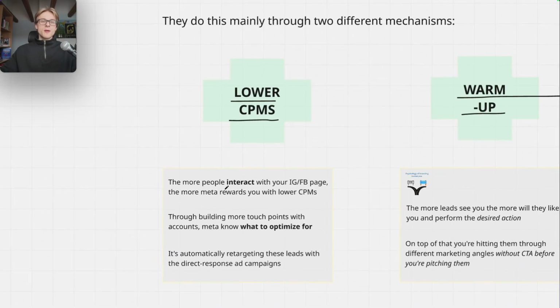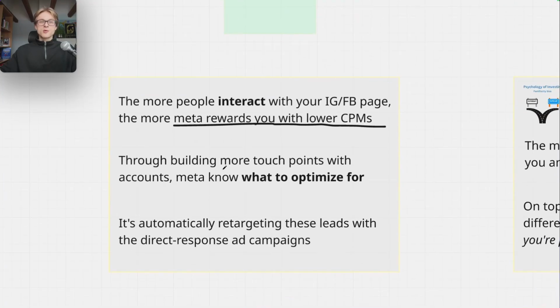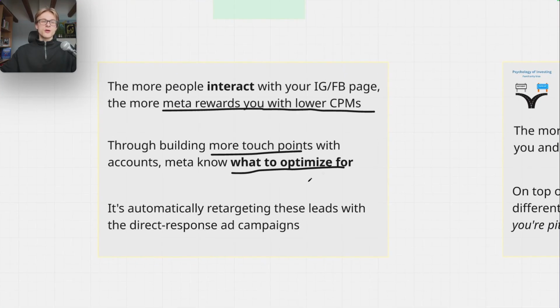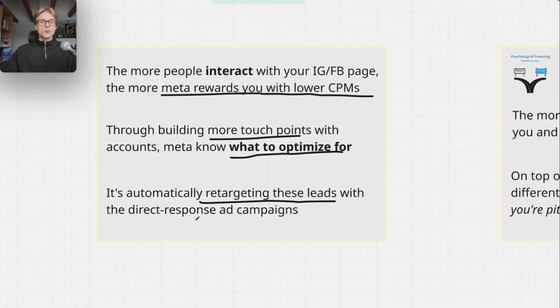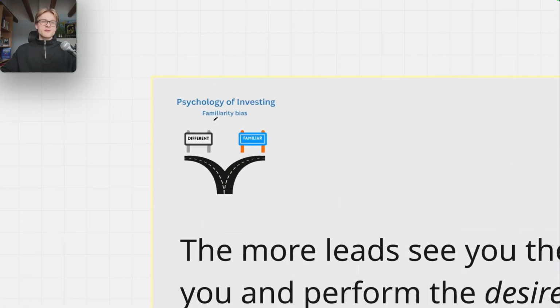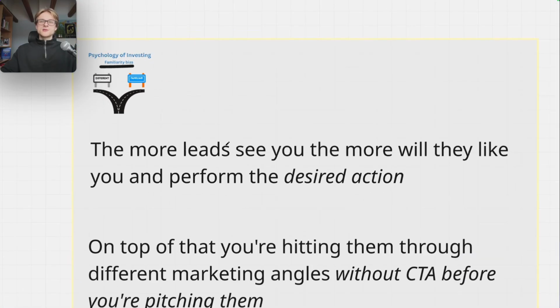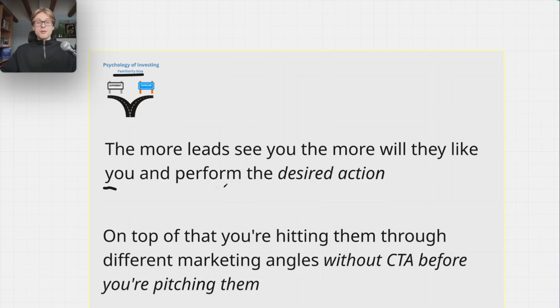Now, you need to understand that the more people interact with your Instagram or Facebook page, the more Meta rewards you with lower CPMs. Through building more touch points with accounts, Meta knows what to optimize for. It's automatically retargeting these leads with the direct response ad campaign step. So you're kind of building your pool of a warm audience, even when you go completely broad and don't retarget them directly, you're still more likely to reach these guys because they built a touch point with your profile, right? Meta's post-Andromeda algorithm knows this. You leverage something called the familiarity bias. We will talk about this more in a second in the Hamilton section, where the more leads see you, the more they will like you and perform the desired action.